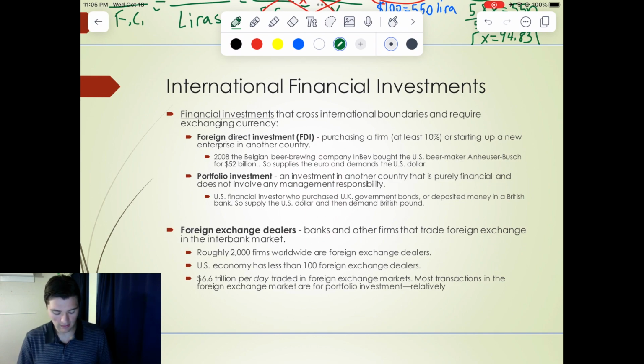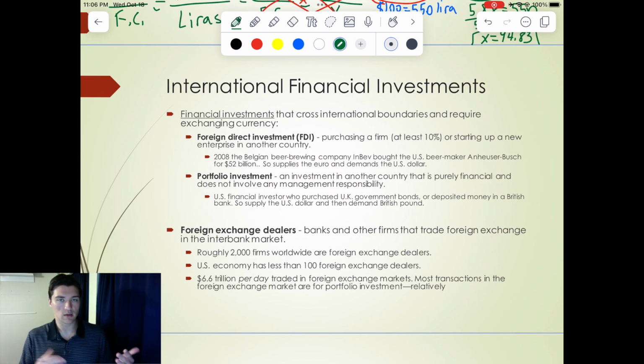So there is a market for the foreign exchange dealer. Banks or other firms that trade foreign exchange in the interbank market. So there are roughly 2,000 firms worldwide that are foreign exchange dealers. The U.S. economy has less than 100, and these are the people that are trading every day. So 6.6 trillion is traded per day in the foreign exchange market. Most transactions in the foreign exchange market are for portfolio investment, relatively. So basically, most of what's happening is these investments in the bonds.